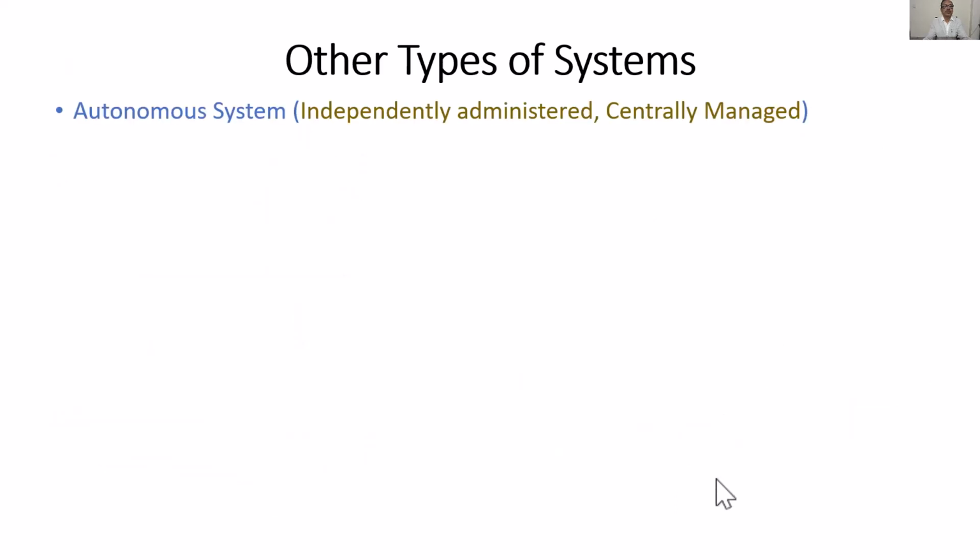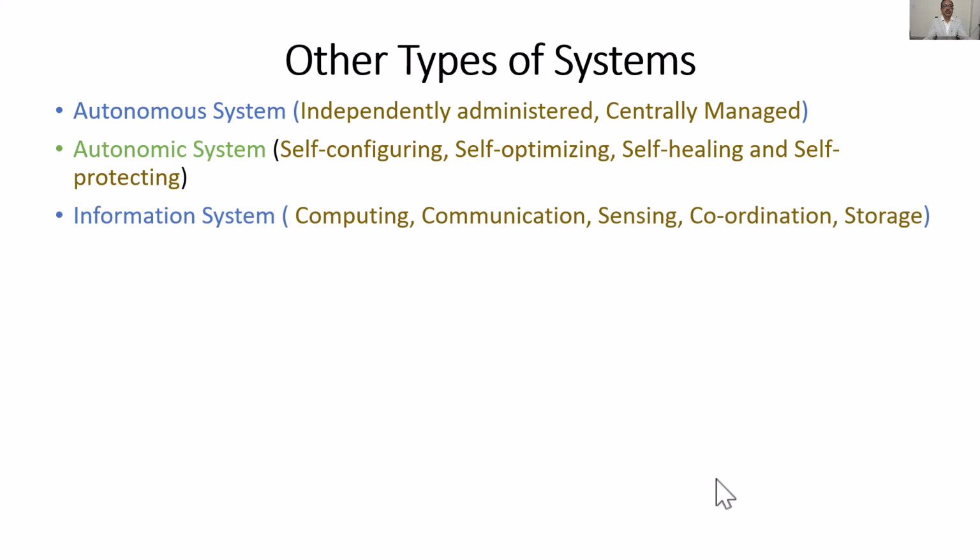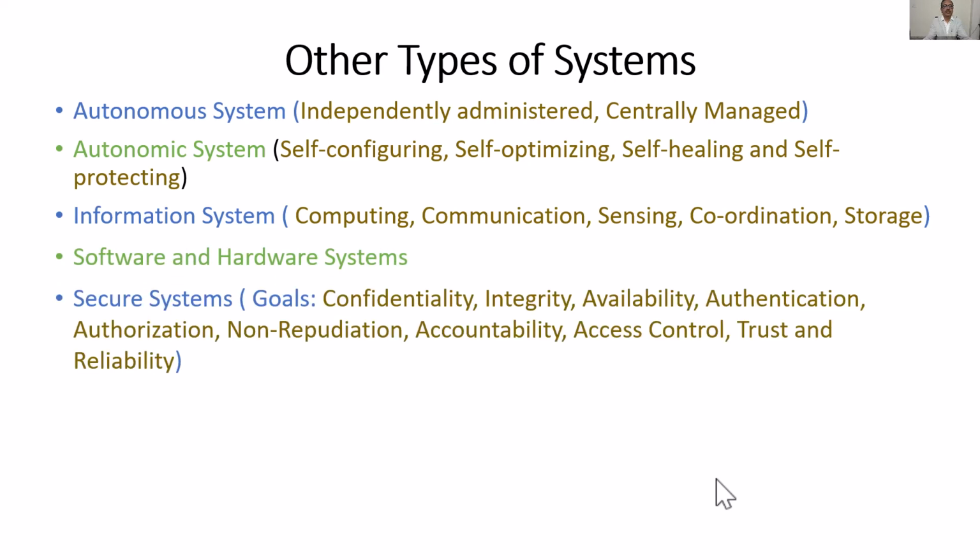Other types of systems: autonomous system, independently administered or centrally managed. Autonomic system, which is more of self-configuring, self-optimizing, self-healing, and self-protecting. Information systems, where computing, communication, sensing, coordination, and storage take place in a network environment. Software and hardware systems. Security systems or secure systems, where the goals are basically to achieve confidentiality, integrity, availability, authentication, authorization, non-repudiation, accountability, access control, trust, and reliability.